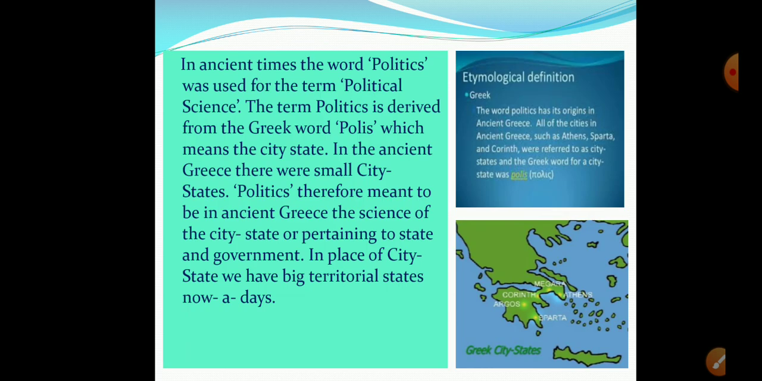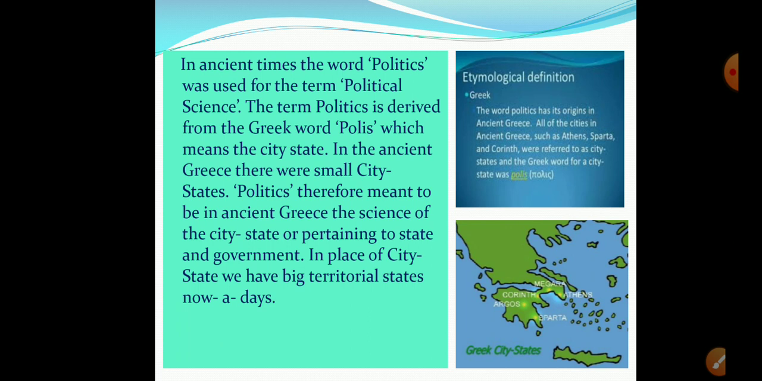So, in ancient times, the word politics was basically used for the term political science. The term politics is derived from the Greek word polis, which means the city state. In ancient Greece, there were small city states, and politics therefore meant the science of the city state, those small city states known as polis, pertaining to the state and government, related to the study of state and government.